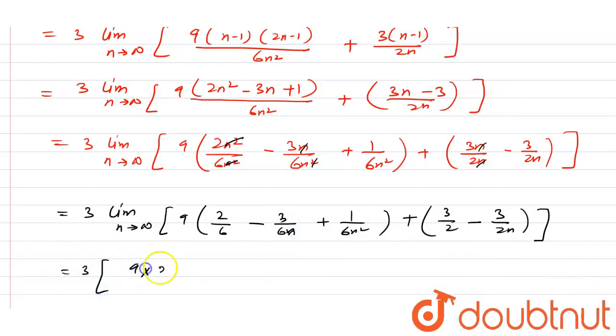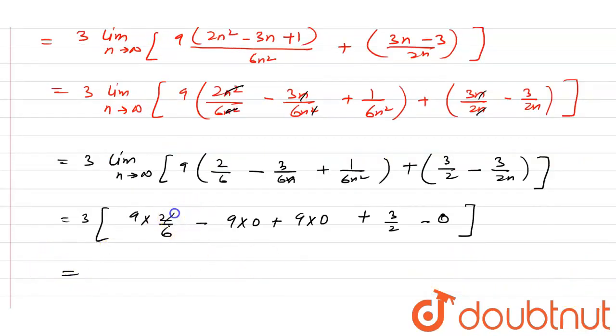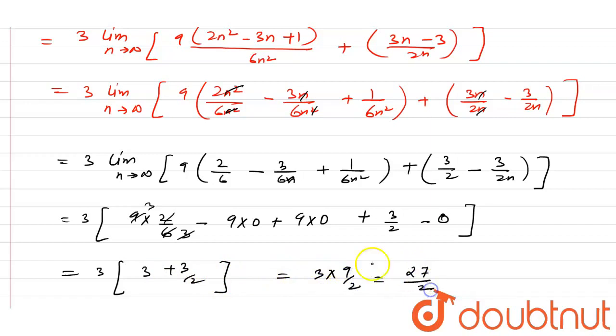Now bracket of 9 into 2 by 6 minus 9 into 0 plus 9 into 0 plus 3 by 2 minus 0. So this is equal to, now 2 into 3 is 6, 3 into 3 is 9, so this is equal to 3 into 3 minus 0 plus 0 plus 3 by 2. So this is equal to, if we take the LCM, this becomes 3 into 9 by 2, or this is equal to 27 by 2. So the value of the integration is 27 by 2. This is our answer. Thank you.